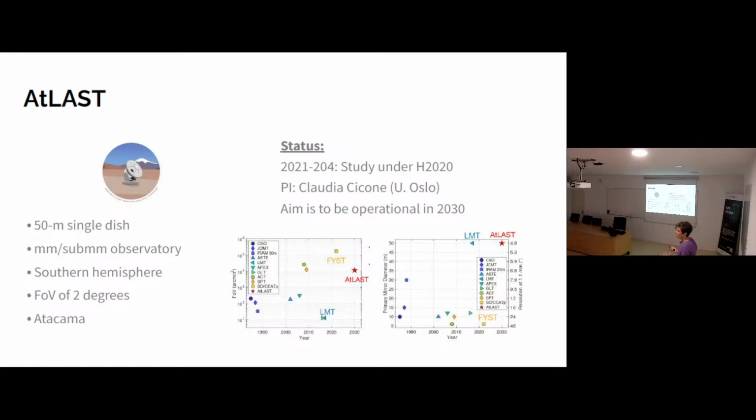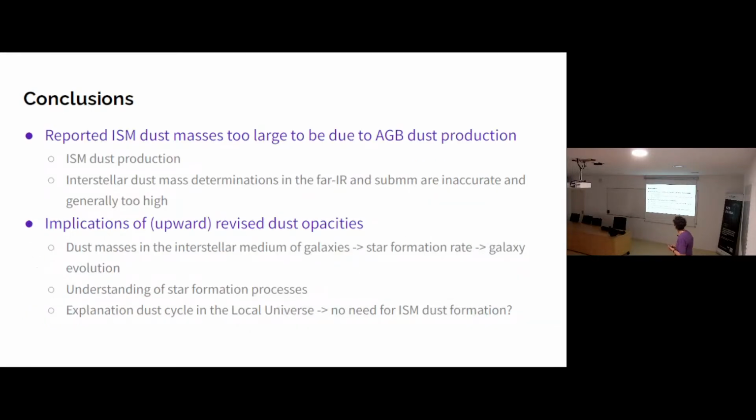So this sort of work will be very suitable to carry out with ATLAS. Then to conclude, I want to highlight that the reported interstellar dust masses are too large to be due to AGB dust production as we see it today. That could mean a number of things. One of them is that there is another source of dust, for instance, ISM dust production.